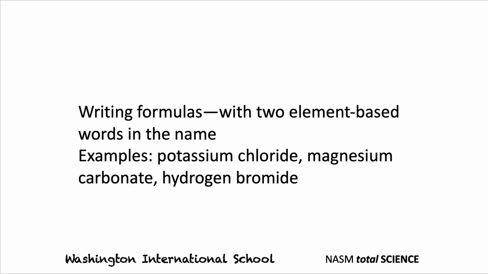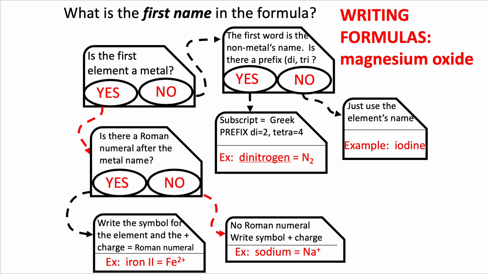And if we're writing formulas, here we've got 2 elements, and so we've got several examples here. If we write the formulas, we can actually look at this little chart. Start at the top left. Is the first element a metal? Yes. Is there a Roman numeral in the name? No. So you're just going to write the symbol and indeed its charge.